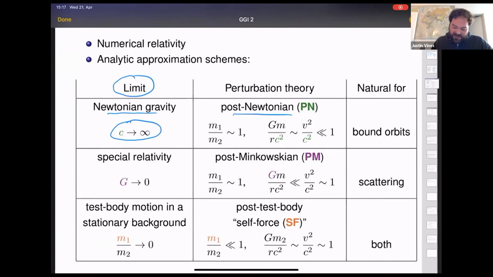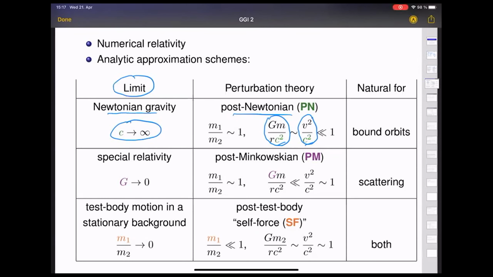Formally, we can say our perturbation parameter is 1 over the speed of light. But of course, physically, these dimensionless small parameters, the field strength and the speeds compared to the speed of light, are dimensionless small parameters which we assume are less than 1. And for bound orbits, we know the... Can I make a question here?